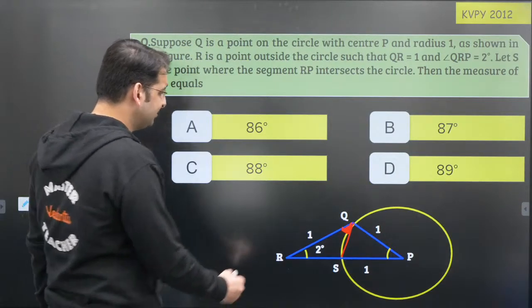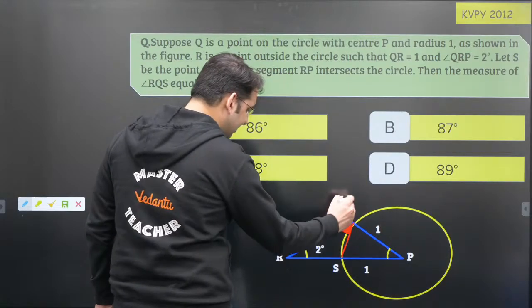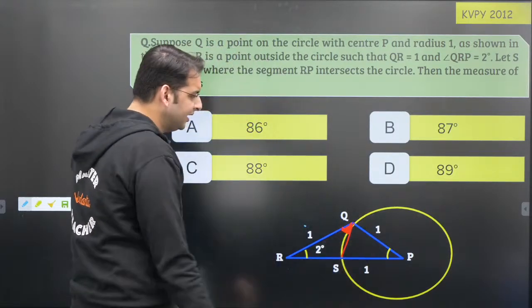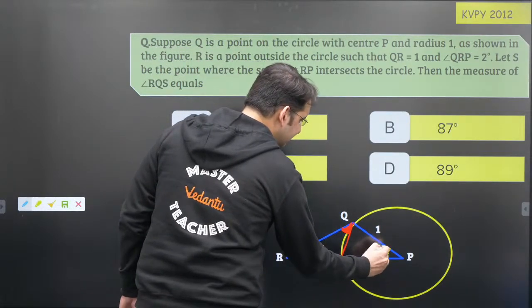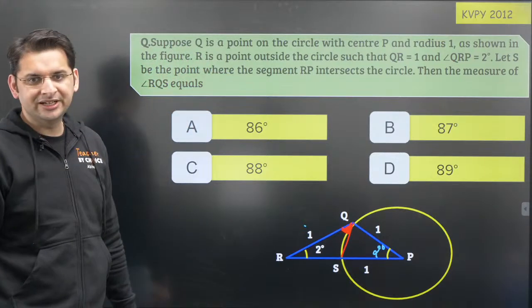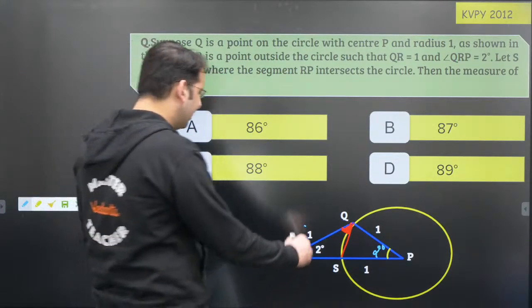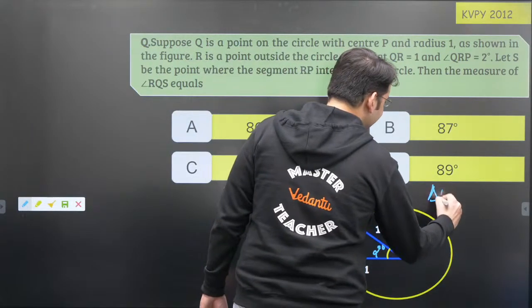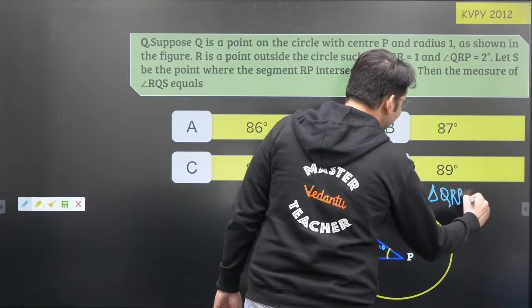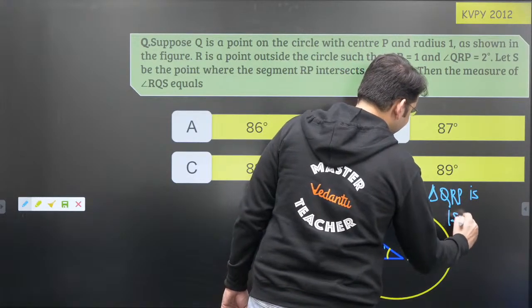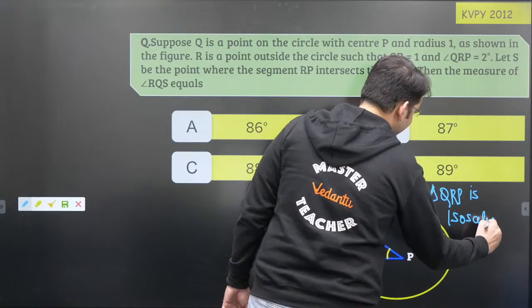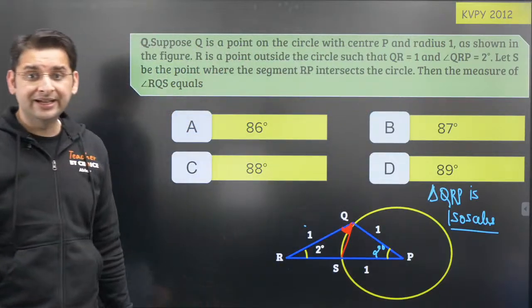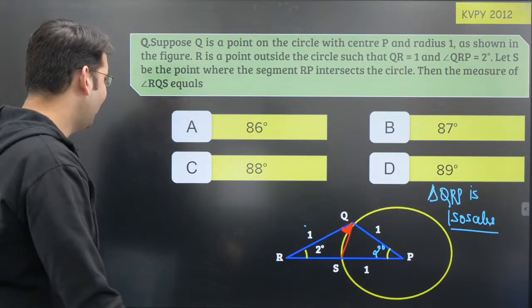It is a very simple thing, children. If this is 1 and this is 1, that means QRP is an isosceles triangle. So this is 2 degrees, so this will be 2 degrees. Okay? So triangle QRP is isosceles. Yes, all right.